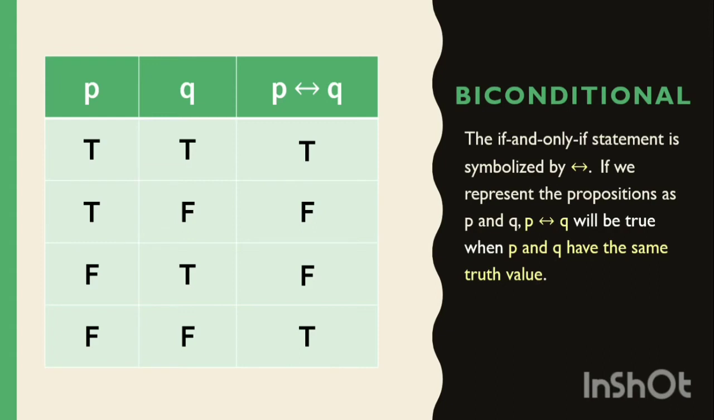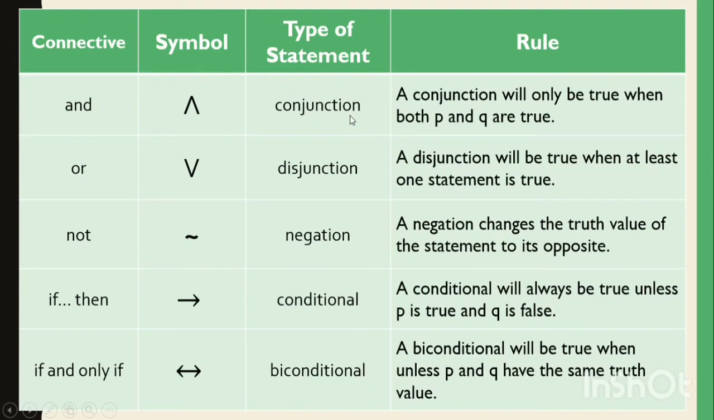Okay, let's have a short recap. For the conjunction, the proposition that uses the connective and, that will only be true when both P and Q are true. Next, for a disjunction, the compound proposition that uses the connective or, that will be true when at least one statement is true.